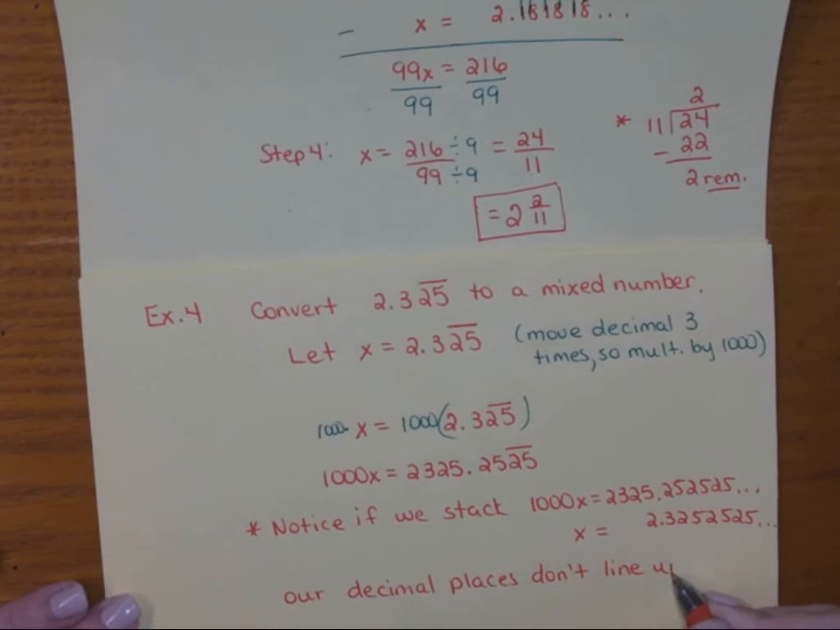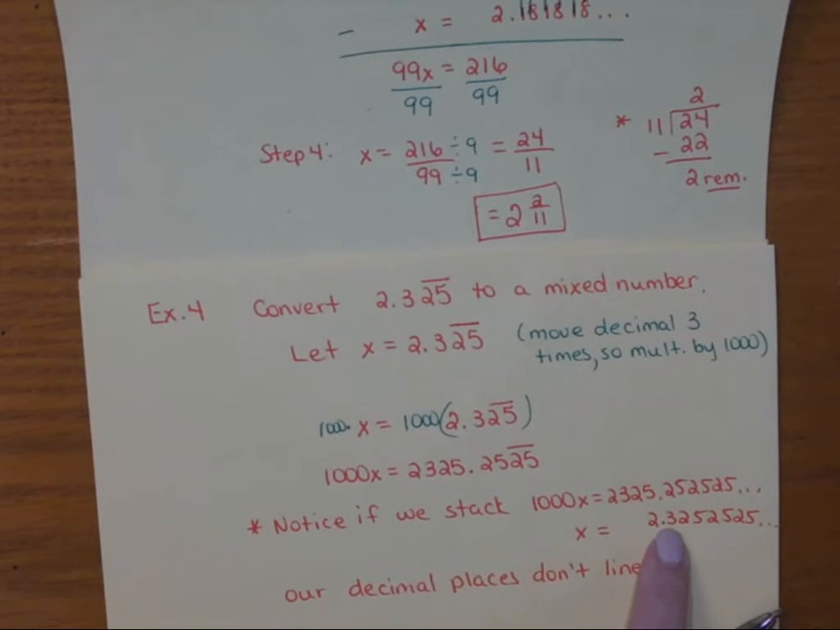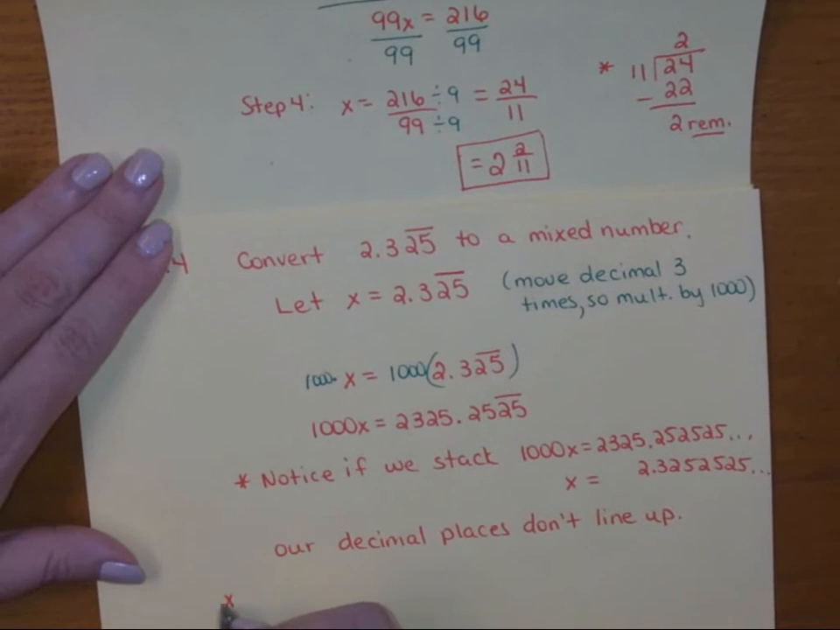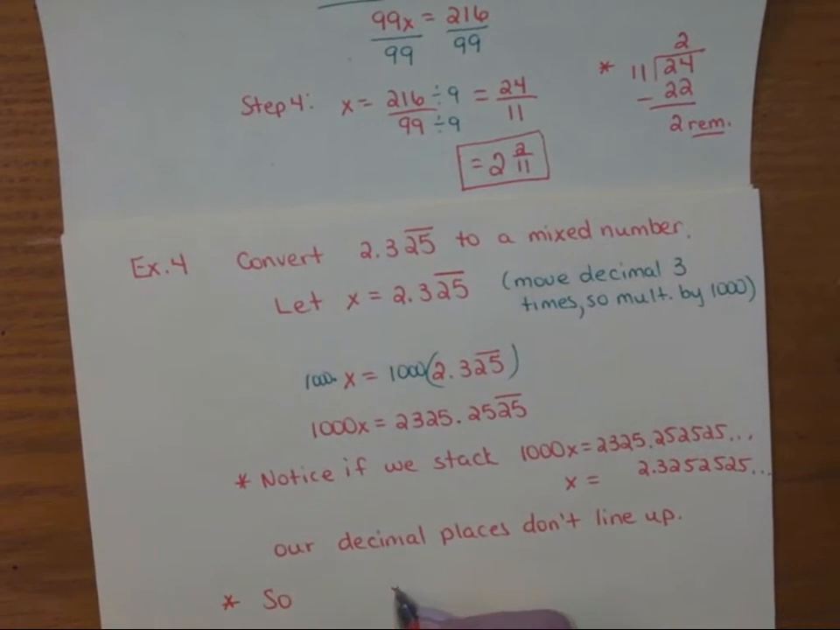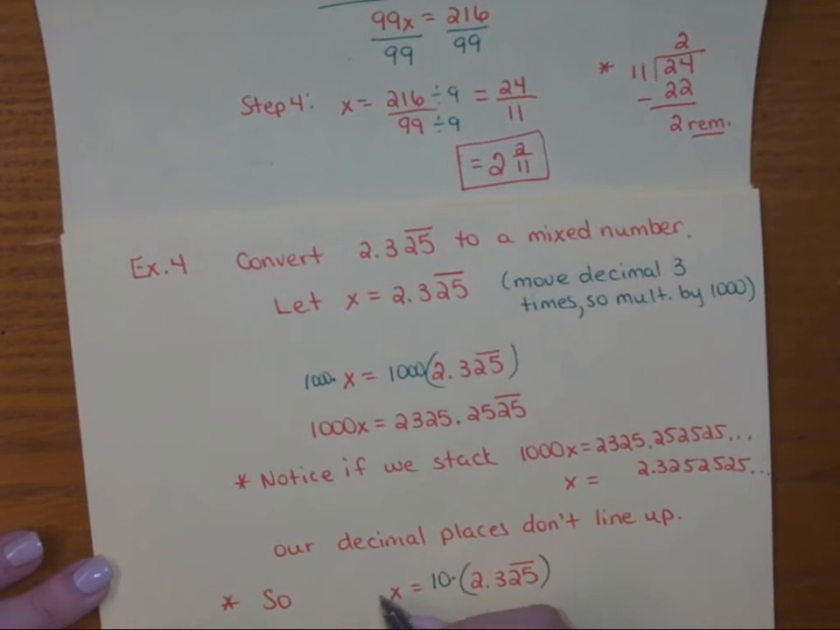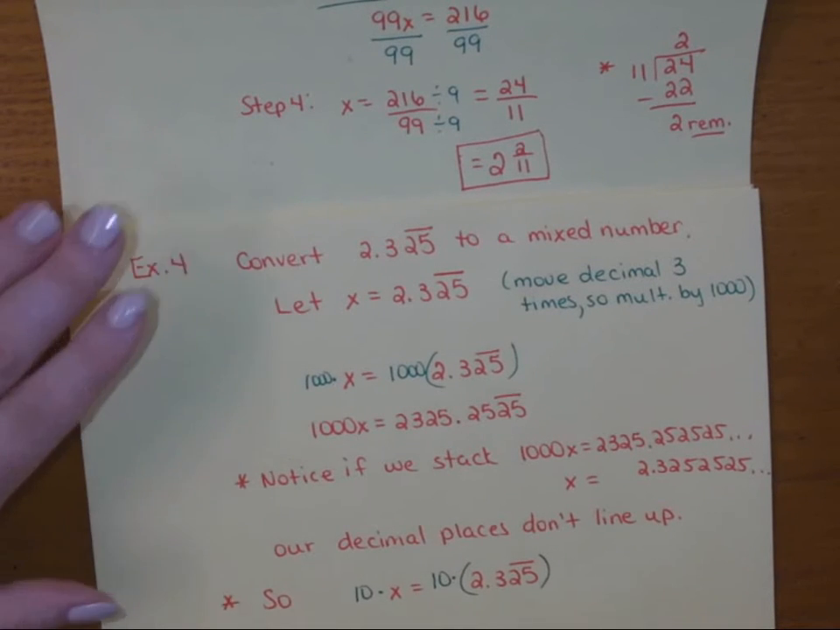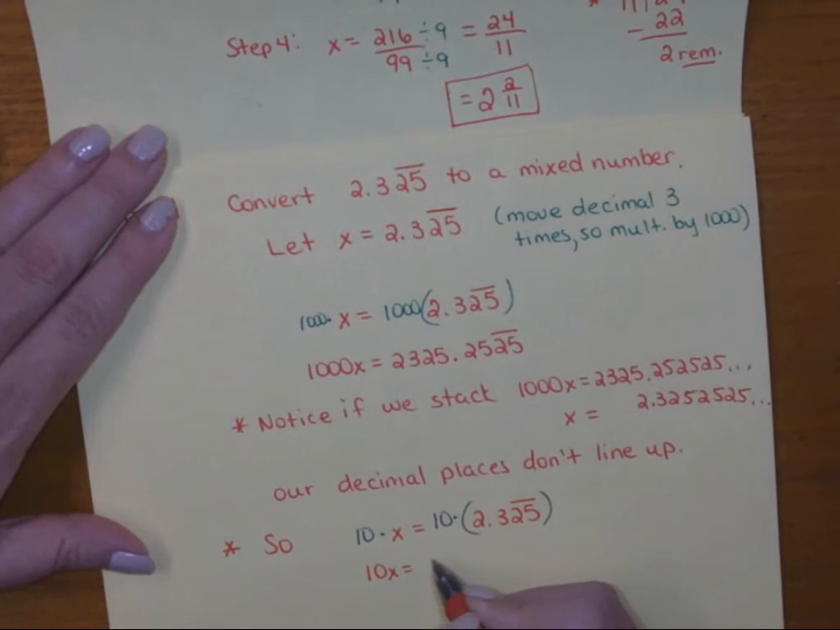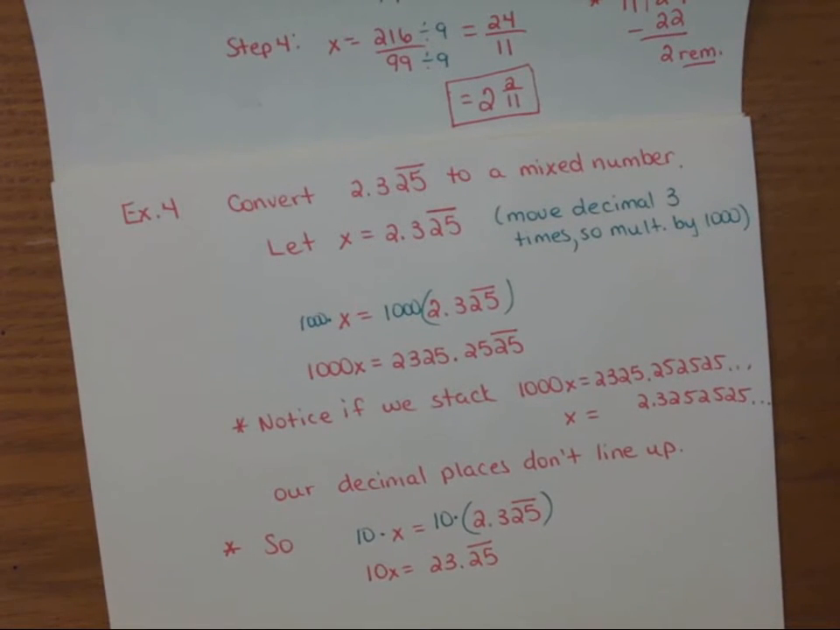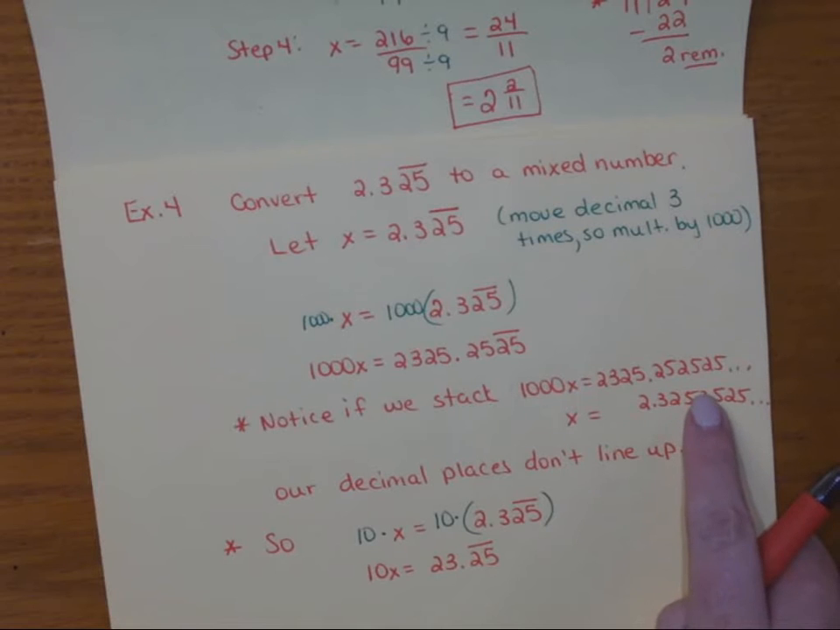So if we could just change x up just a little bit and kind of shift that 3 over, then we would have it perfectly. So what can we do to our original that would shift the decimal place just 1 over? Okay, here's our original. Notice if I multiplied by 10, then that would essentially move the decimal 1 place, and then this would give me 23.25 with a bar. The goal of this is to not get something like this, where the decimals don't line up, but for them to actually work and line up.